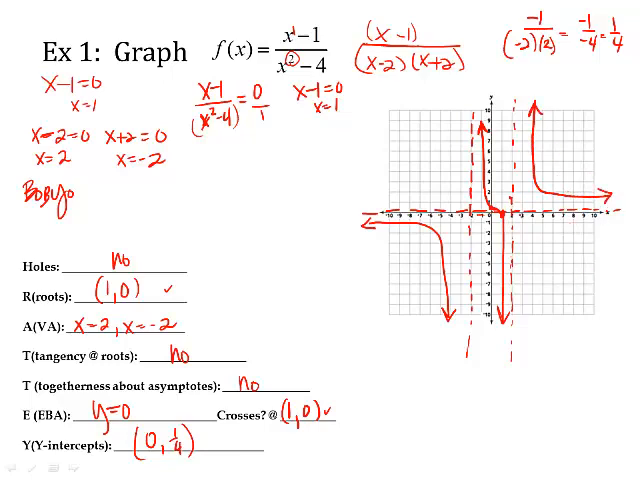If you're not comfortable with that, you can always do an XY table and pick an X coordinate over here, pick an X coordinate over here, and find those Y's. But your togetherness clues from your equation will tell you where the curves are going.